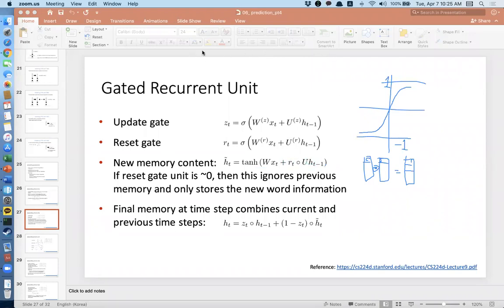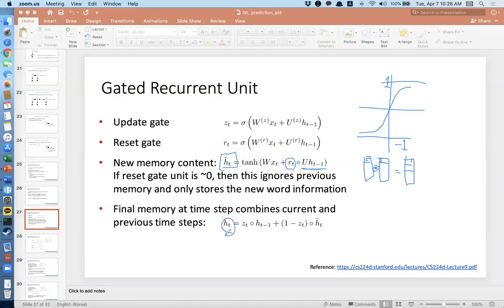So interestingly, the reset gate is multiplied to this value. If the reset gate is close to zero, then this value will be basically meaningless; the previous value will be lost forever, because if RT is close to zero, it won't survive. But if the reset gate is close to one, then this information will survive. That is how the intermediate HT tilde is calculated.